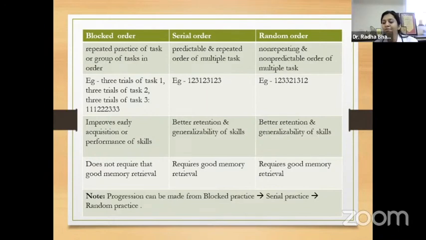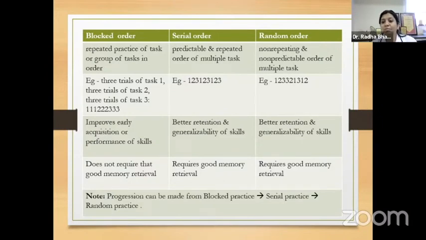Serial order: 1 this, 2 this, 3 this. So for example, when we were talking about bed to toilet transfer using a wheelchair, with block practice you can have 50 repetitions of bed to wheelchair, then 50 repetitions of wheelchair to toilet. So that will be blocked. Serial can be bed to wheelchair, wheelchair to toilet, again bed to wheelchair, wheelchair to toilet. So it will be serial order.